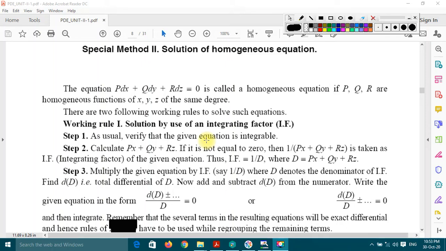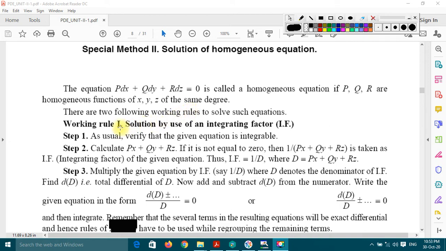In this lecture, we are trying to find the solution of the differential equation, which is written as P dx plus Q dy plus R dz is equal to 0. If this equation is a homogeneous equation, that is, if P, Q, R are homogeneous functions of x, y and z of the same degree. There are two ways to solve such a type of homogeneous differential equation.